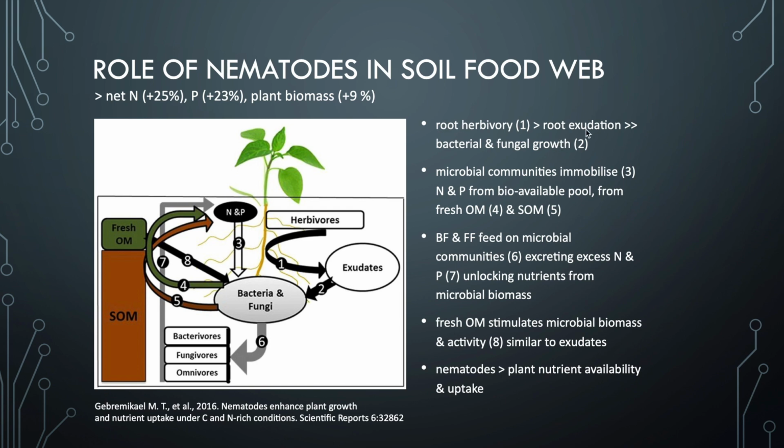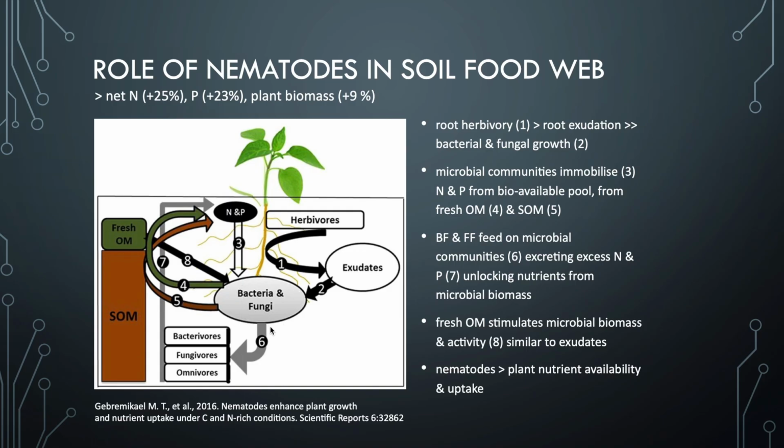So root-feeding nematodes. When these guys feed on the plant roots, they actually release root exudates, and that increases exudation. And this in turn stimulates fungal and bacterial growth as fungi and bacteria then consume the exudates that come out of the plant as a result of the herbivory. So this enhanced microbial community then immobilizes nitrogen and phosphorus from the bioavailable pool and from the fresh organic and the soil organic matter that is present in the soil.